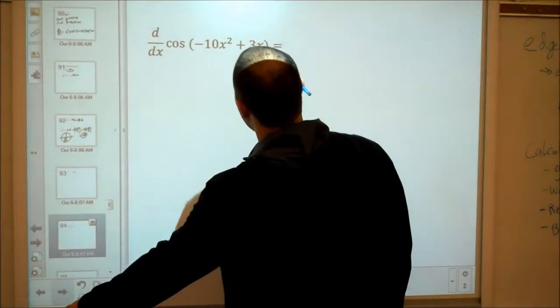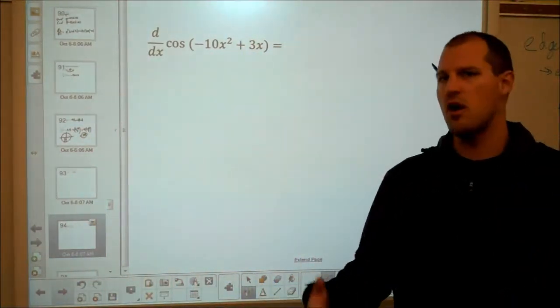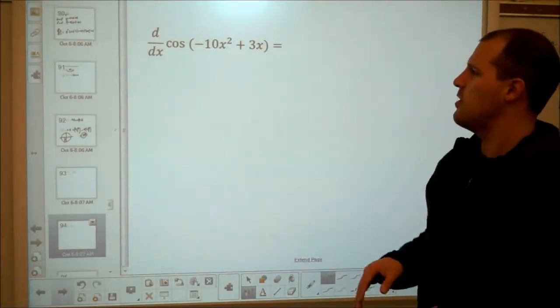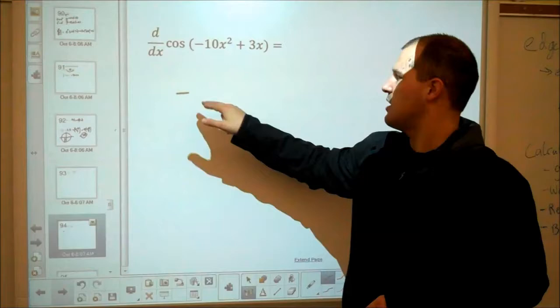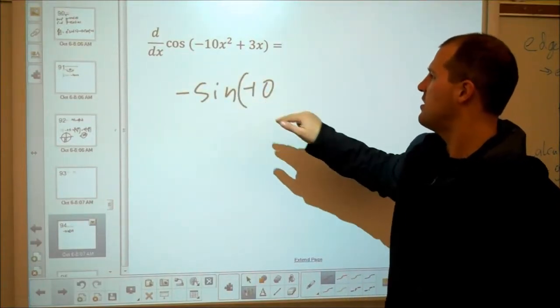Let's keep going. Let's get to something a little more difficult. Let's try this one, and then maybe we'll try if we can find a product rule, a quotient rule, something like that, that will challenge us a little bit more. Okay, with this one, you've got your cosine. Remember, cosine is going to turn into negative sine. The guts stay the same.